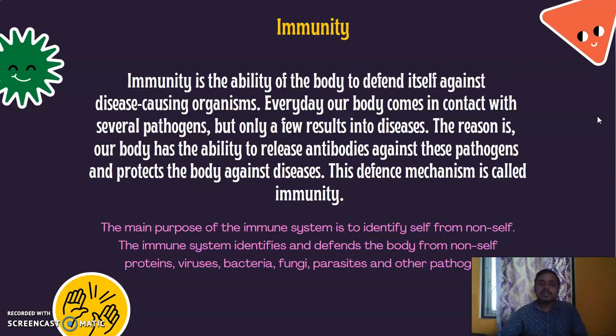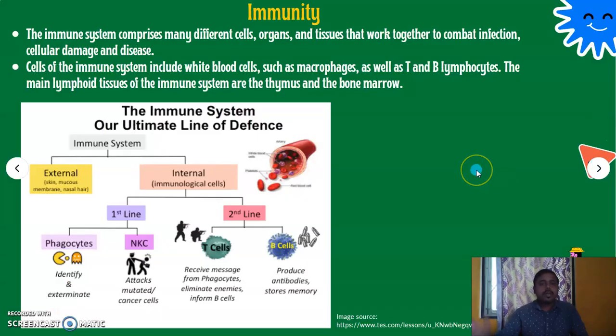The main purpose of the immune system is to identify self from non-self, because when immunity tries to eradicate these disease-causing organisms, it should not destroy our own cells. So this is another important characteristic that immunity has to take care of. The immune system identifies and defends the body from non-self proteins, viruses, bacteria, fungi, parasites and other pathogens. Now we will see how immunity works, and what the basic principles behind it are.